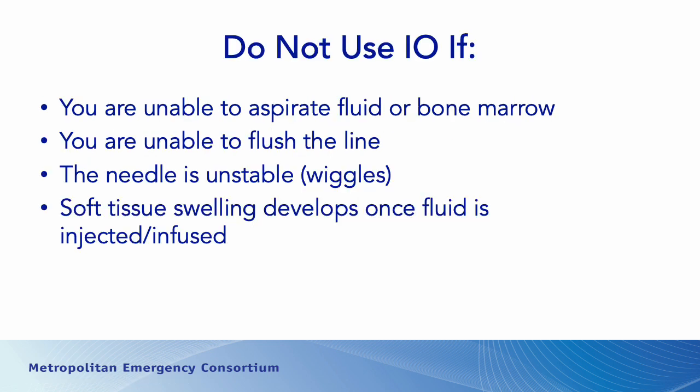Don't use the IV or the IO if you're unable to aspirate fluid or bone marrow, if you're unable to flush the line, or if the needle wiggles. When it's correctly placed and in the bone, it should be pretty solid. I mean, if you yank on it enough, it's going to start wiggling, but you should be able to gently tug at it and it should stay in place without any movement.